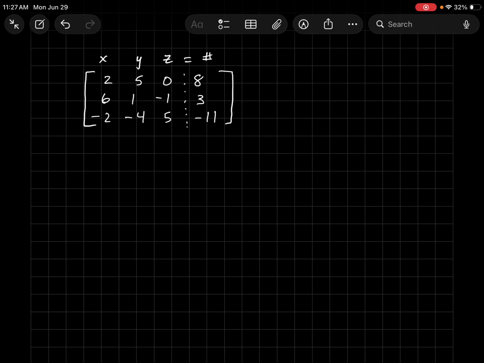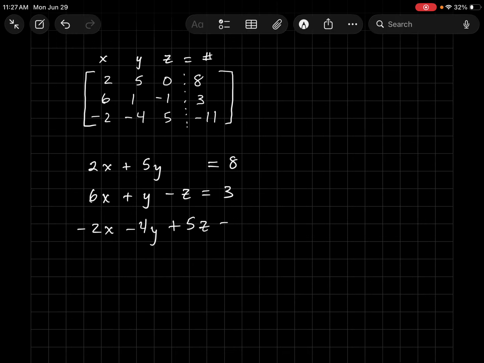Well, let's do it. These are the coefficients of the numbers, so I would have 2x's plus 5y's plus 0z's, so I don't really need to write it, equals 8. Then I would have 6x plus 1y minus 1z equals 3. And then -2x minus 4y plus 5z equals -11. Just like that.